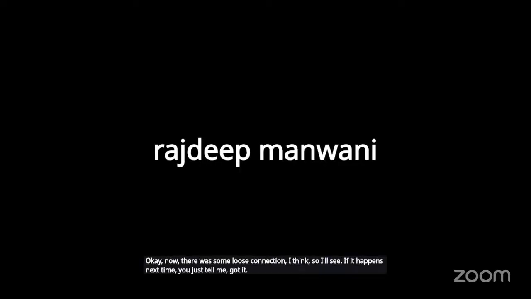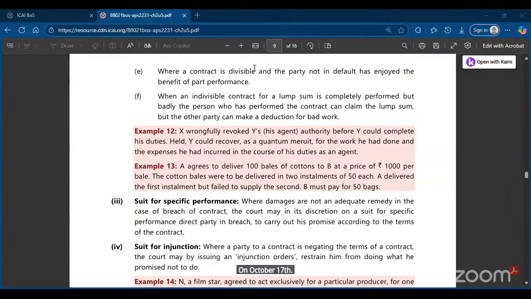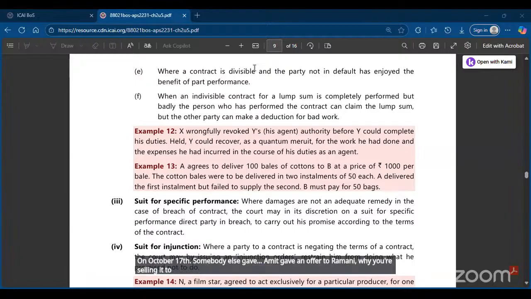Okay, so now I reached that part where Raja Ravi Verma, so he agreed to sell it. Ramani told Adrut that I will give you the painting on November 1st, Rajyotsava Day, for 25 lakhs. They entered into an agreement and formally signed it. On October 17th, somebody else, Amit, gave an offer to Ramani: why are you selling it to Adrut? I'll buy it from you for 30 lakhs. Now Ramani goes back on the contract and says, Adrut, I'm cancelling the contract. If you want, I'll give you 1 lakh rupees as damages.